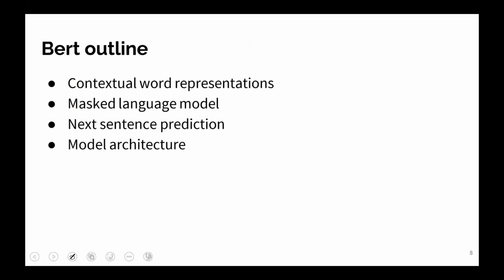So first we have the contextual word representation. It can use something very much related to GloVe or Word2Vec. Then it will talk about the masked language model, the next sentence prediction, and the model architecture.